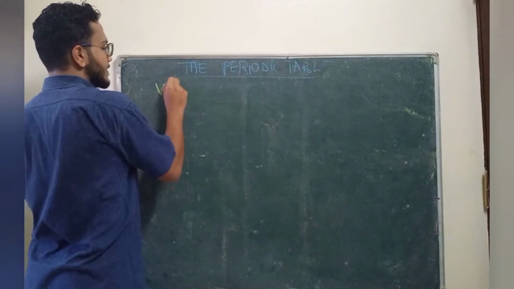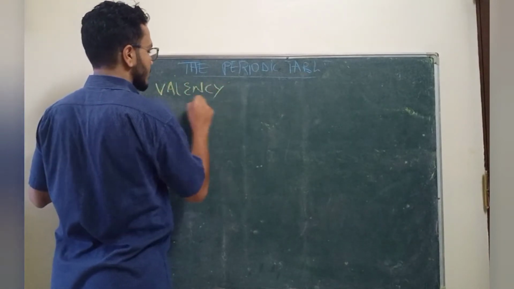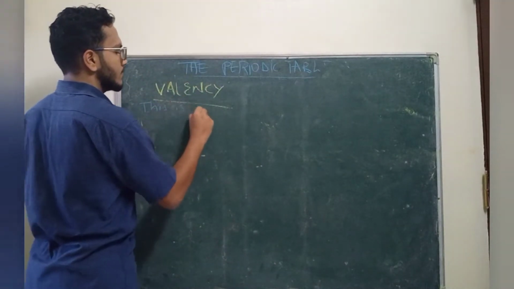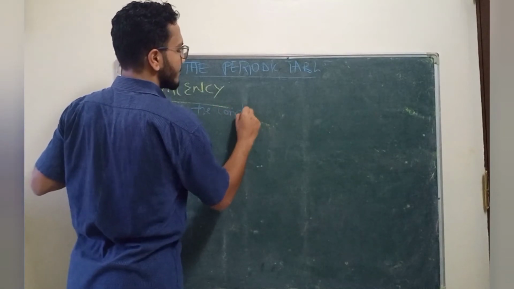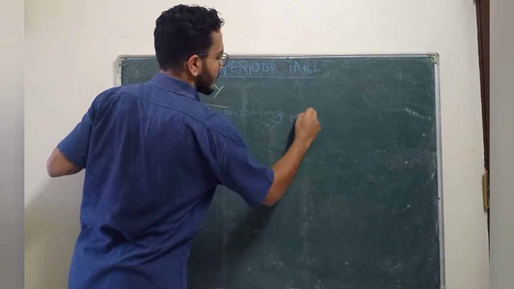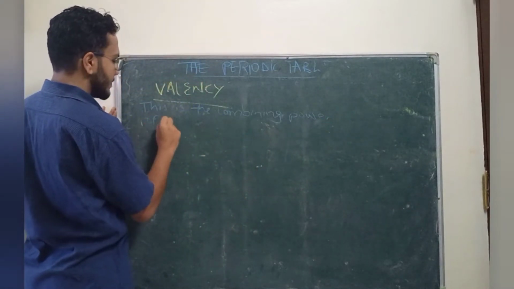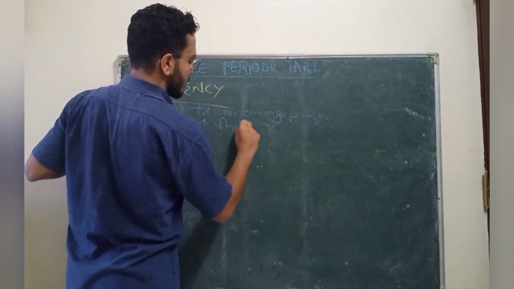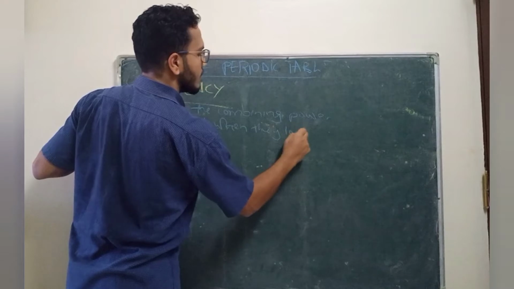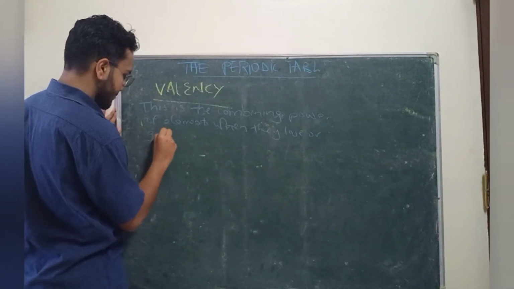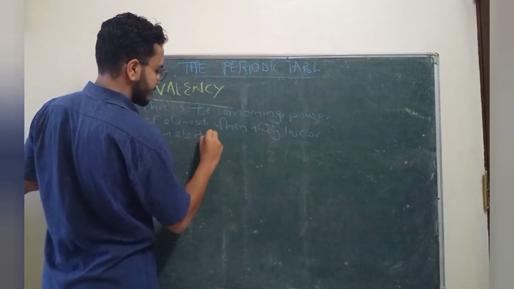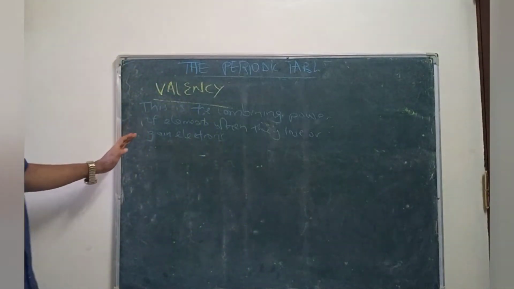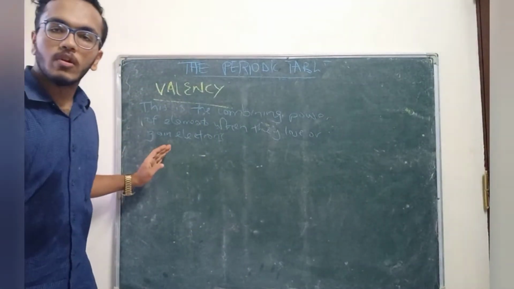Our next subtopic is valency. This is the combining power of elements when they lose or gain electrons. Valency is the combining power of elements when they lose or gain electrons.